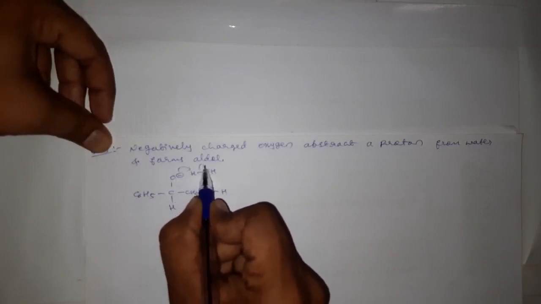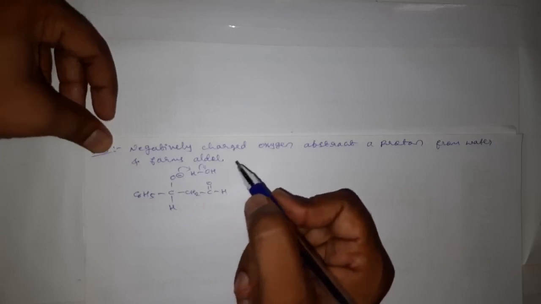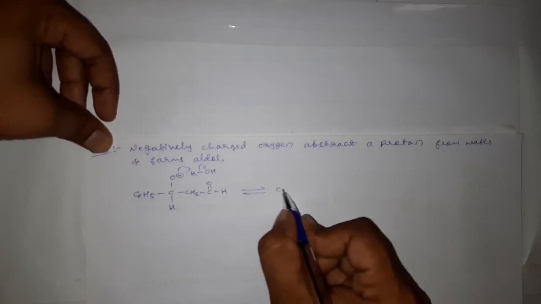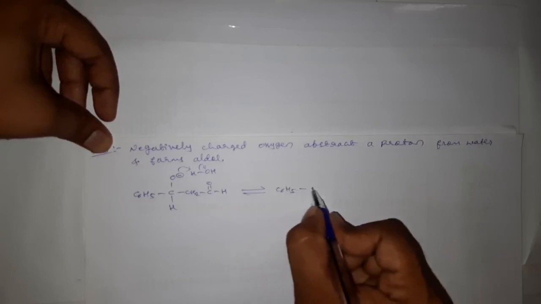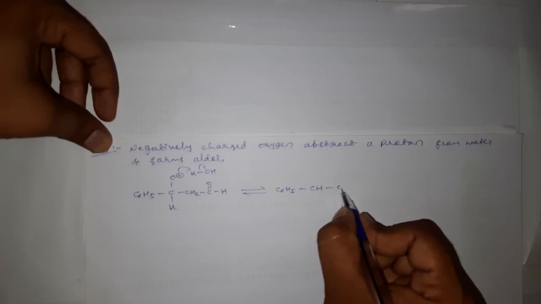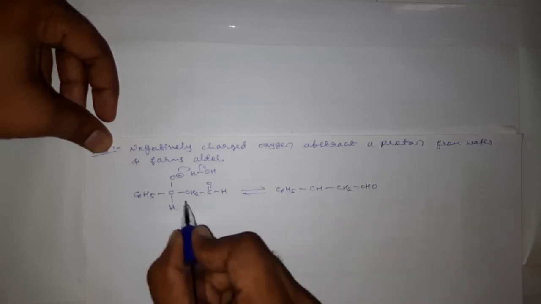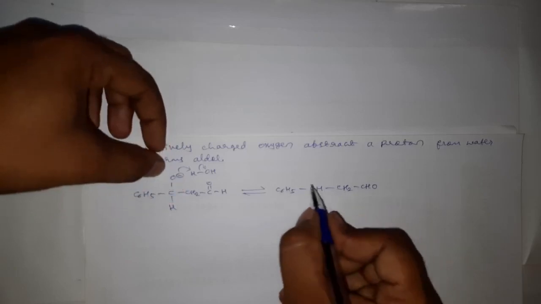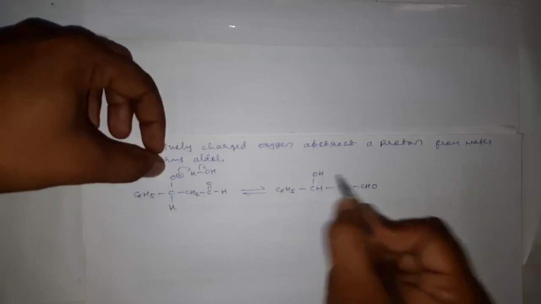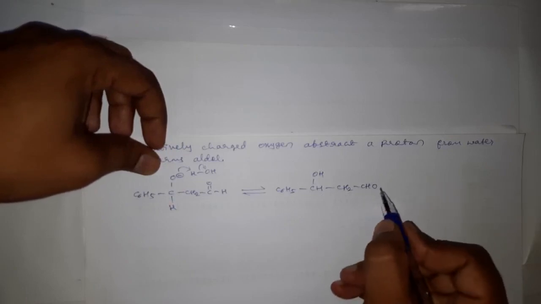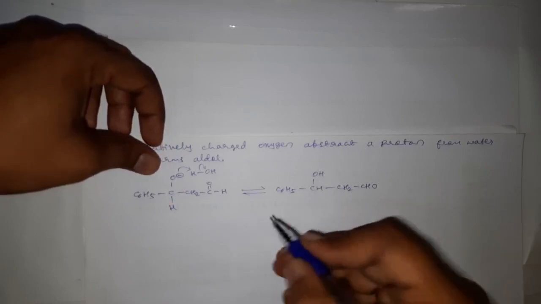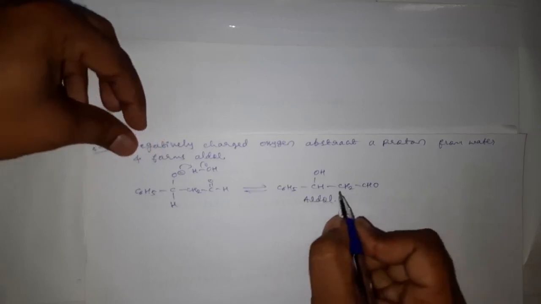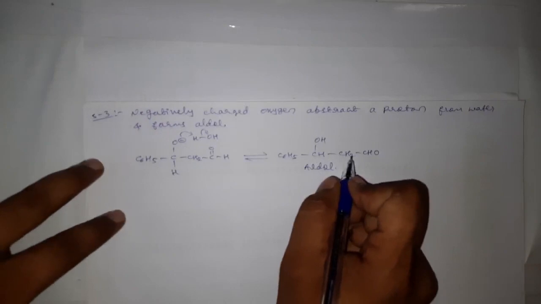These bonded pairs of electrons will now go with the OH as OH minus, and hence here we will get C6H5 CH(OH) CH2 CHO. This is as it is, C6H5 CH, CH2, and this one is OH, and as it contains both aldehydic and alcoholic groups together in a single compound, it is called aldol. Okay, this is the formation of aldol.